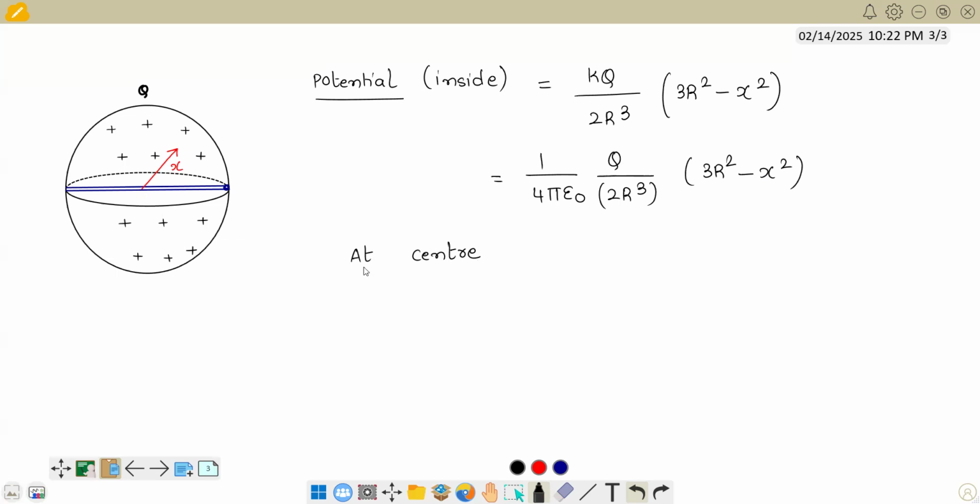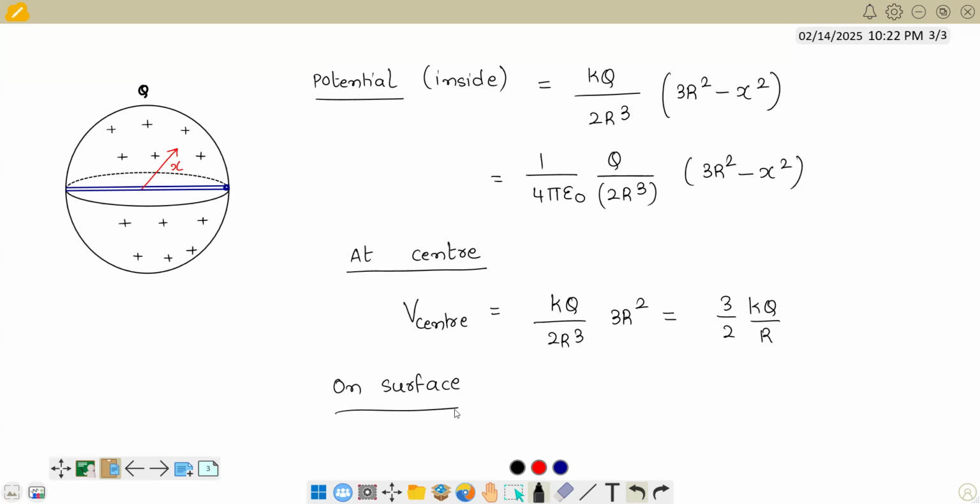So once the particle reaches the center, what is the potential at the center? Substitute x equals 0 over there. You will get kq by 2r cube into 3r square, so indirectly you will get 3 by 2 kq by r. Next, what is the potential on the surface? Substitute x equal to r, you will get 3r square minus r square, 2r square. So potential on the surface would be kq by r.